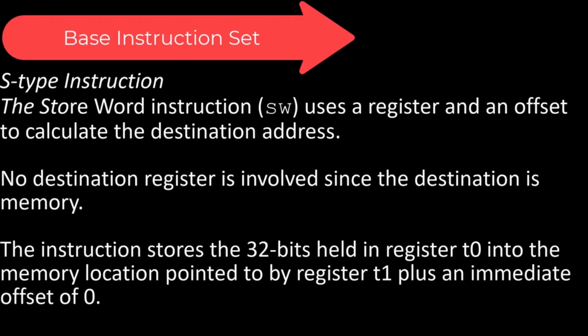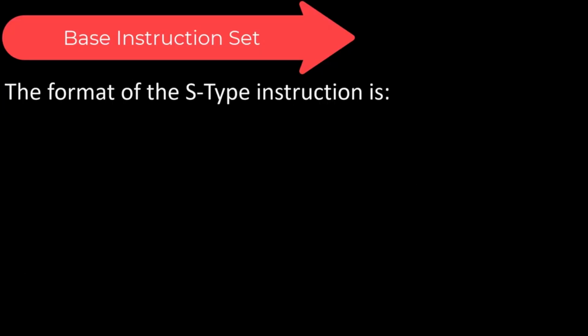S-type instruction. The store word instruction, SW, uses a register and an offset to calculate the destination address. No destination register is involved since the destination is memory. The instruction stores the 32 bits held in register T0 into the memory location pointed to by register T1 plus an immediate offset of 0. The format of the S-type instruction is as shown.